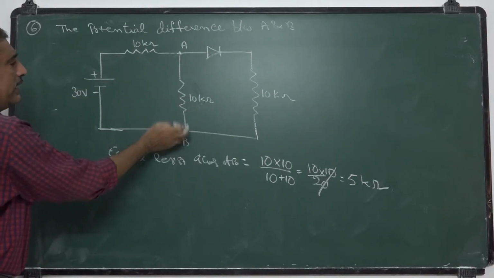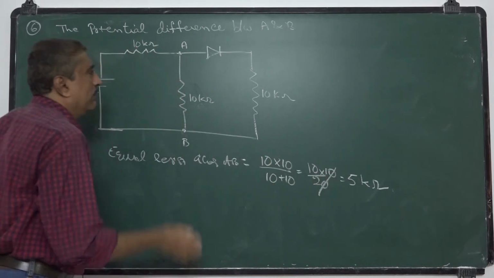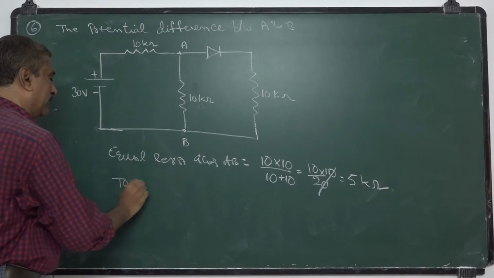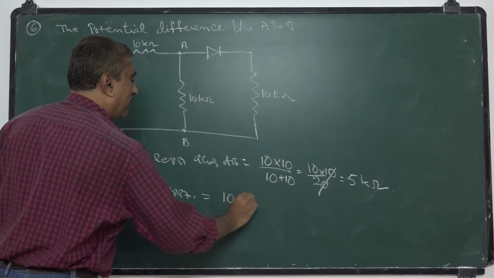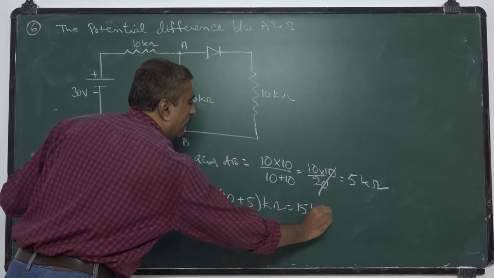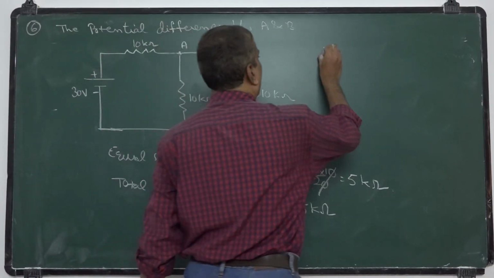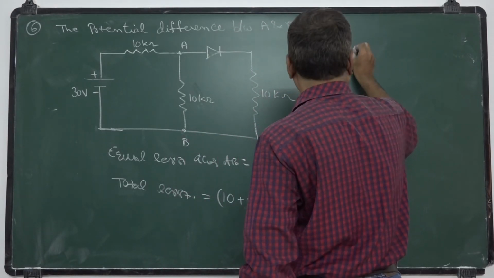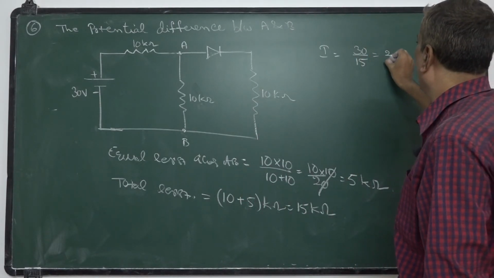Now this AB is in series, that means between AB the equivalent resistance is 5 ohm, and this 5 ohm is in series with this 10 kilo ohm. So total resistance of the circuit is equal to 10 plus 5 kilo ohm, that is 15 kilo ohm. Now current I is equal to 30 divided by 15, total voltage by total resistance, that is 2 ampere.